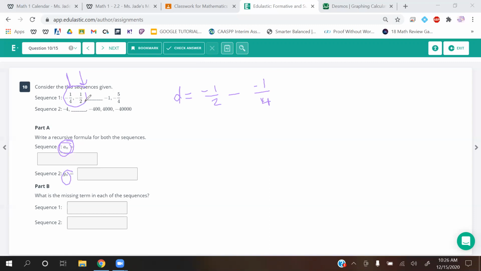Okay, so let's see what happens. Let's simplify this. They are two fractions, and in order to subtract fractions, you need to make them have the same denominator. This one has a denominator of 4, this one has a denominator of 2. So I can turn the 2 into a 4 by multiplying the top and the bottom of this fraction by 2. So the -1/2 turns into -2/4. Negative 1 times 2 on the top gave us negative 2. The 2 times 2 on the bottom gave us the 4.